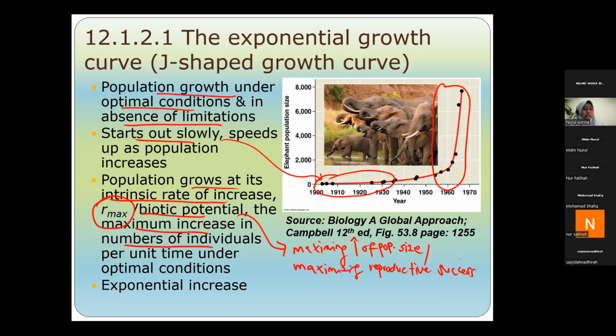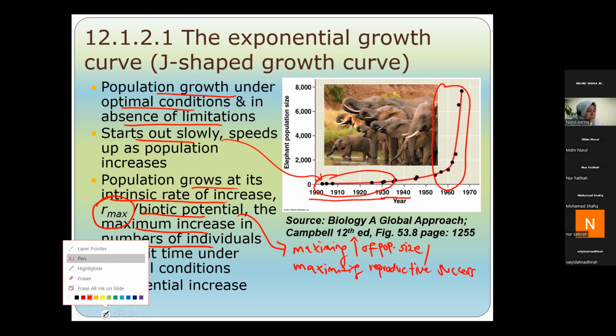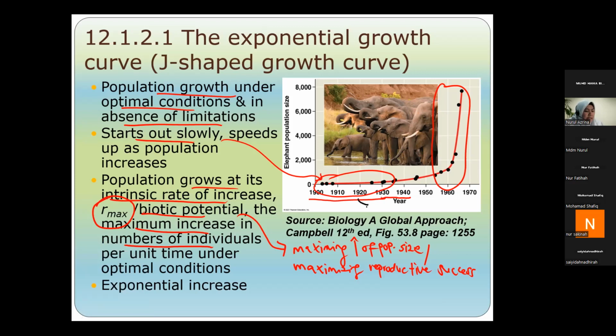Okay. Now back to the picture of elephant population growth. Right. So the growth of elephants is showing J-shaped or exponential growth. Why did the growth of elephants start out a little bit slow in the early 1900s, 1920, 1930 until 1940? What is your opinion? What makes the population of elephants a little bit slow in the early 1900s? Any idea?